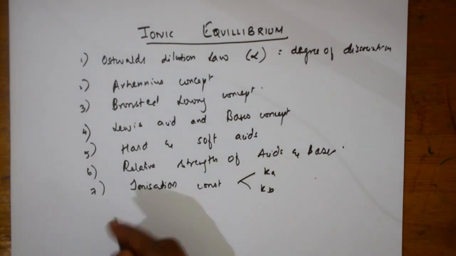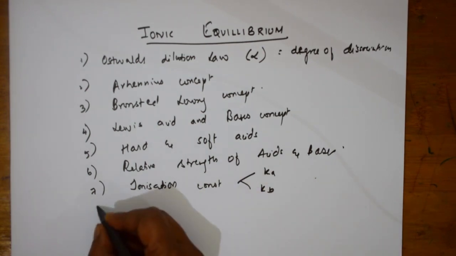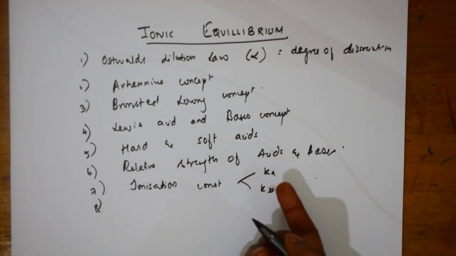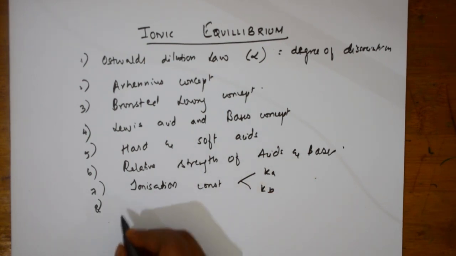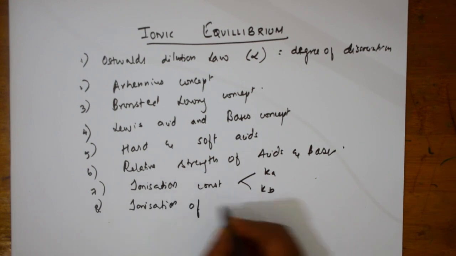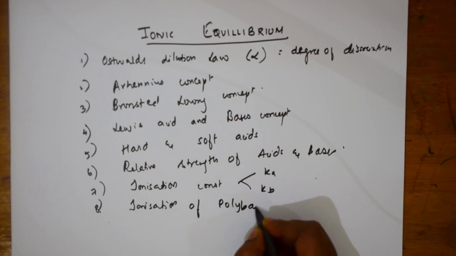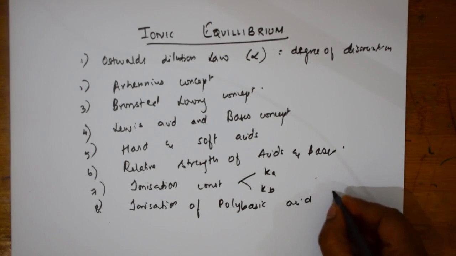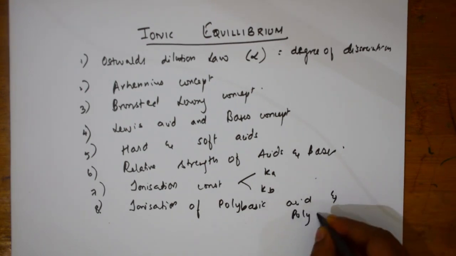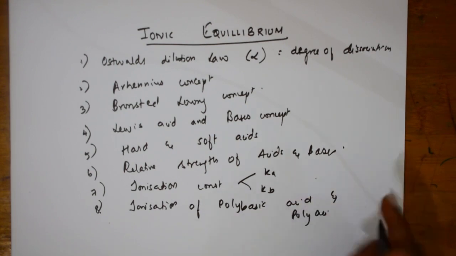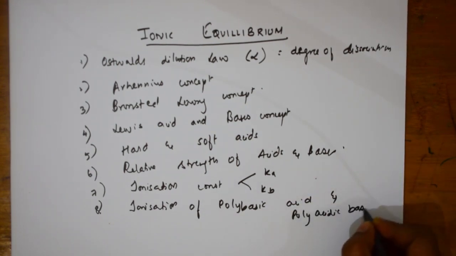Then after this concept, you will also be learning about, after ionization constant or Ka and Kb, ionization of, in this only subtopic, ionization of polybasic acid and polyacidic base. I've changed this, polybasic acid. Second thing will be polyacidic base. Correct. Now remember, let me come back to next topic.